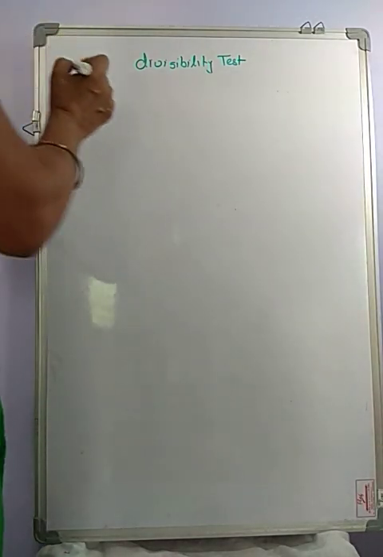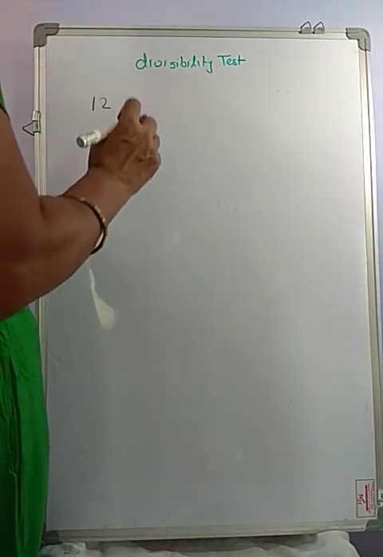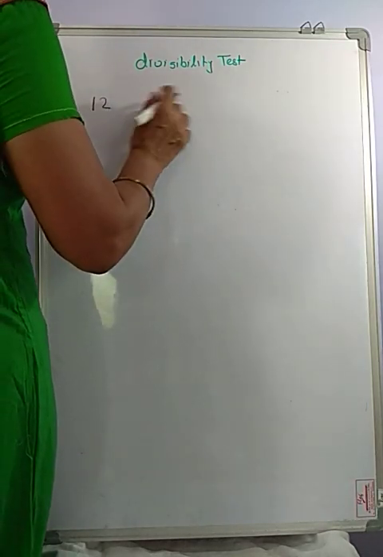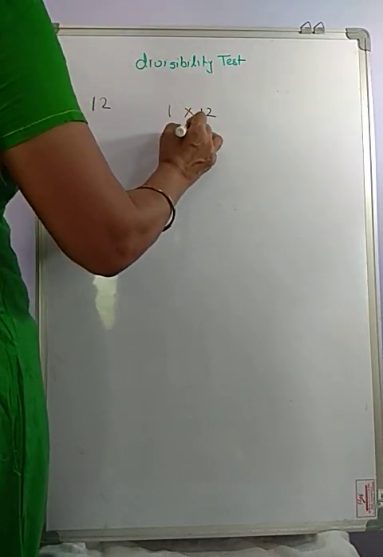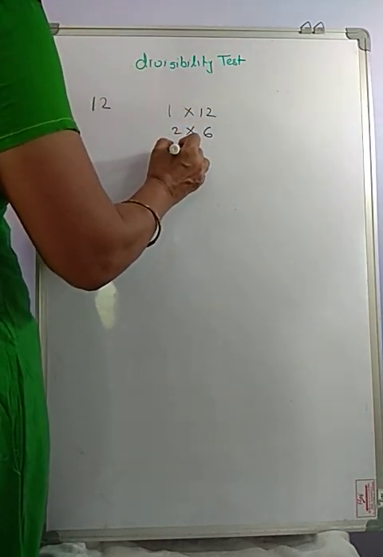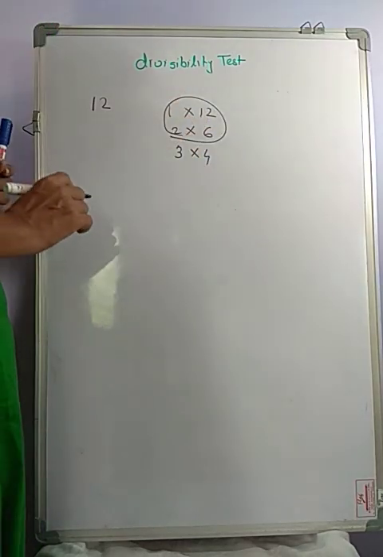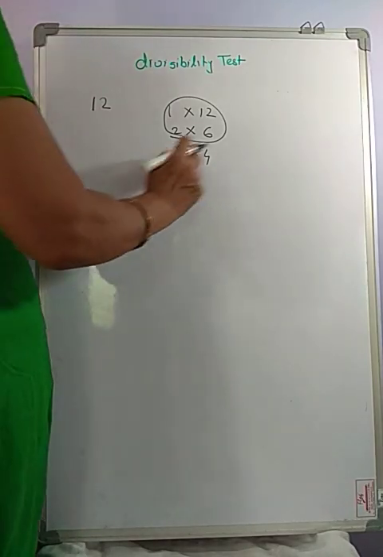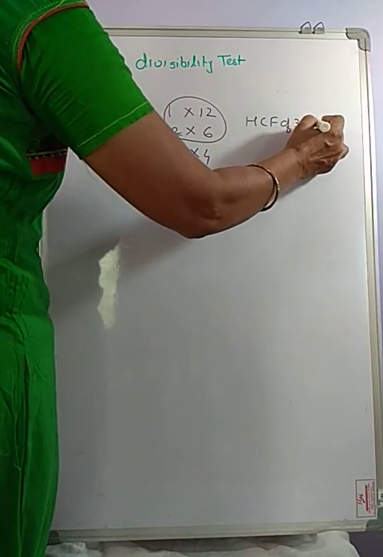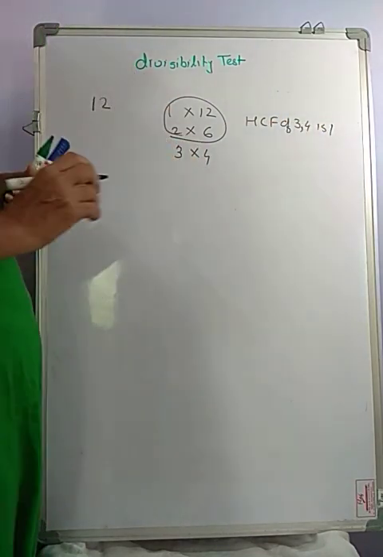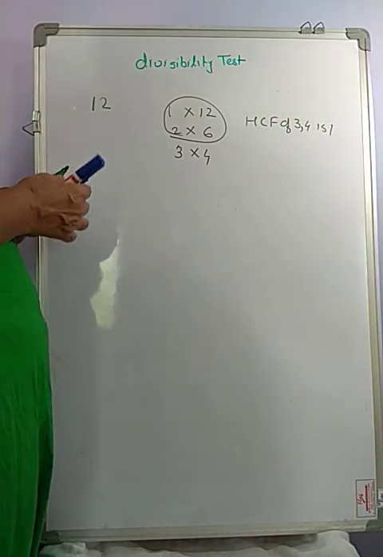Now next is 12. Now 12 is not a prime number, so we will factorize it into co-prime factors. There can be many factors: 1 and 12, 2 and 6, and 3 into 4. These factors are not all useful for finding the divisibility. Here the HCF of 3 and 4 is 1. Therefore, a number divisible by 3 and 4 is divisible by 12.